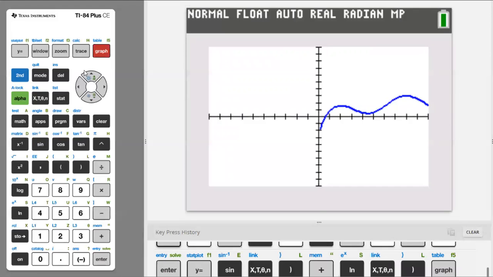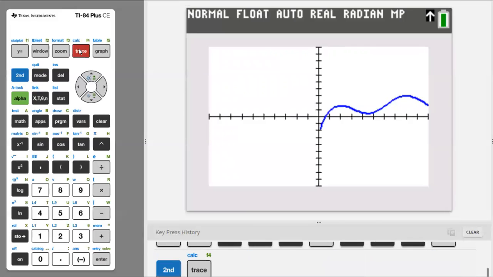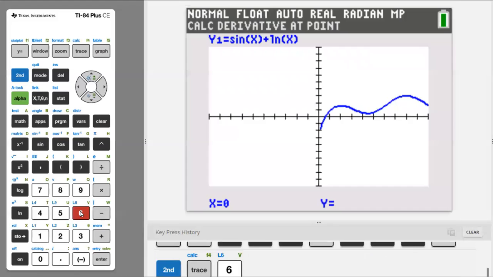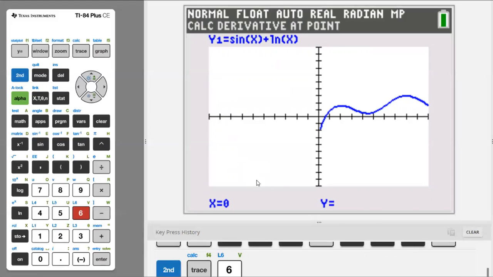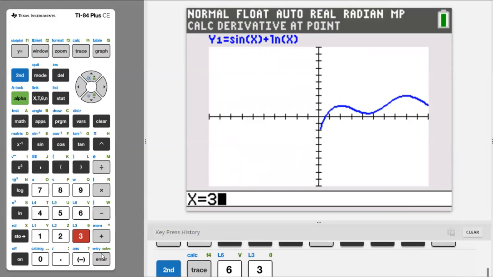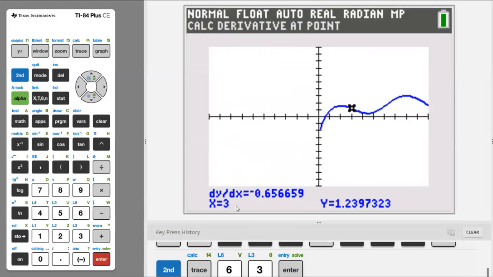So one nice thing with the calculator is it will do the derivative on the graph screen. So hit second, calculate. And what you're going to do is you want dy/dx, number 6. Click that, and it's going to say, okay, where? It's kind of a blank spot. I want you to type in on the keypad 3, hit enter. And it should bring the cursor over there, and you're going to see that it gives you the derivative, negative 0.656659, which looks familiar to what we had on the original screen.